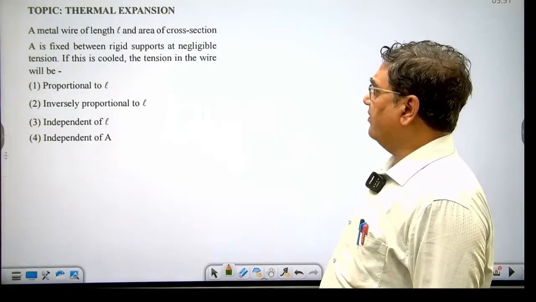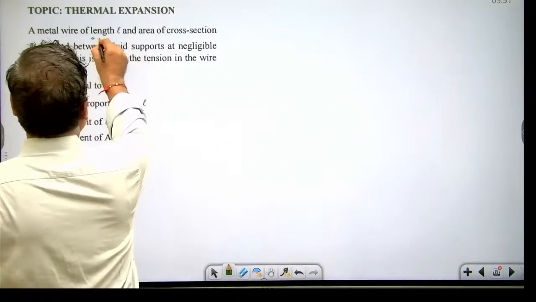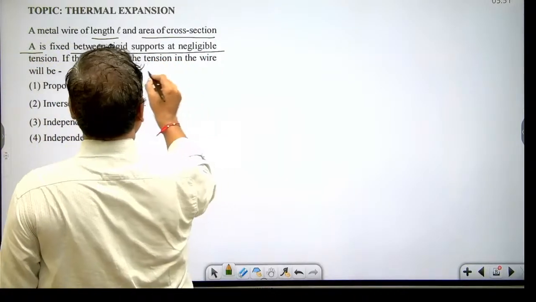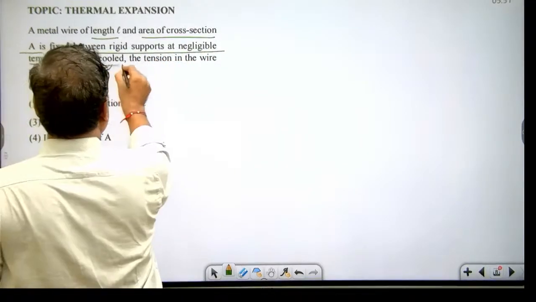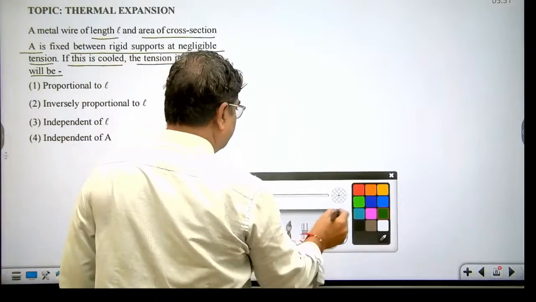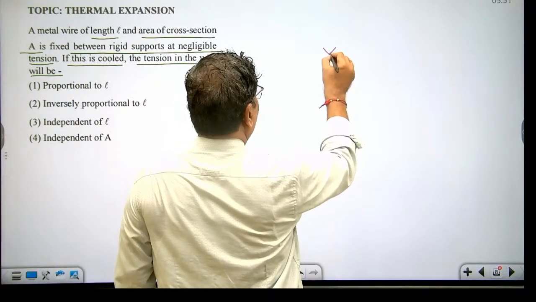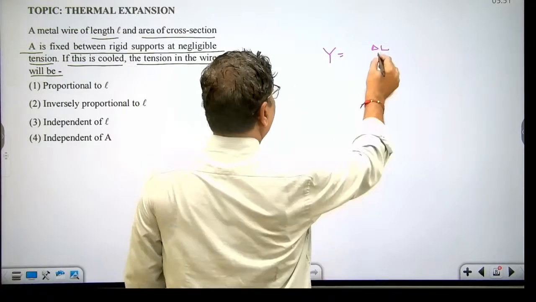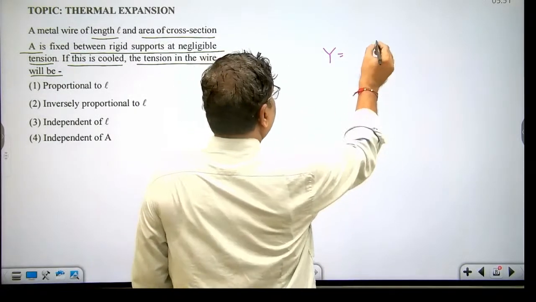A metal wire of length L and area of cross section A is fixed between rigid supports at negligible tension. If this is cooled, the tension in the wire will be. See, dear student, what is Young modulus, which is defined for solids? This is delta L. This is F upon A, stress upon strain.